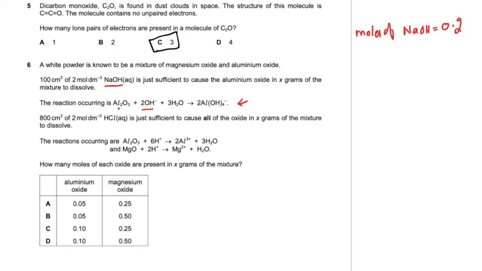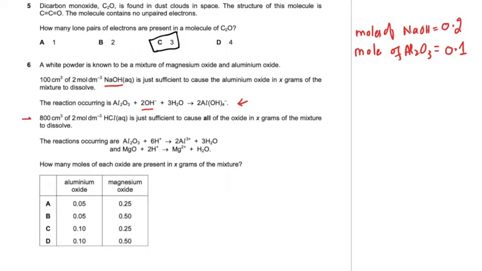What are the moles of aluminum oxide? Moles of Al2O3. It is very easy, by comparing the molar ratio. In this equation, 2 moles of NaOH is used and 1 mole of Al2O3 is used, 2:1. If there are 2 moles of NaOH, 1 mole of Al2O3 will be used. If there are 0.2 mole of NaOH, 0.1 mole of Al2O3 will be used. So moles of Al2O3 is 0.1.